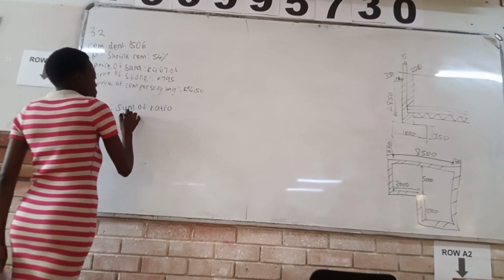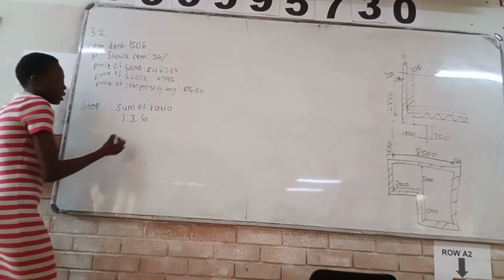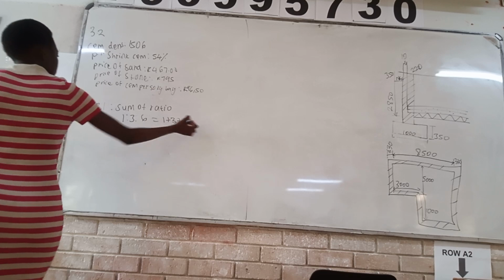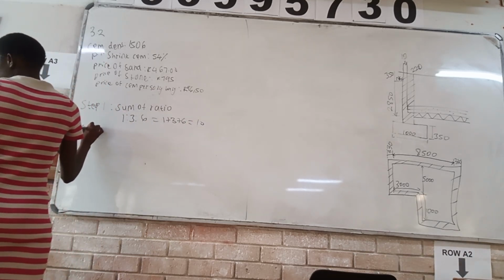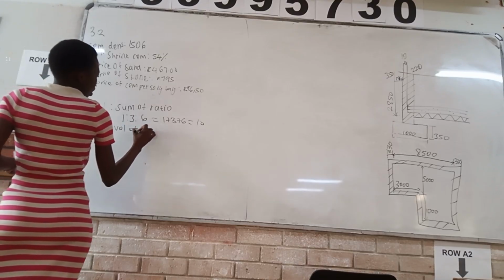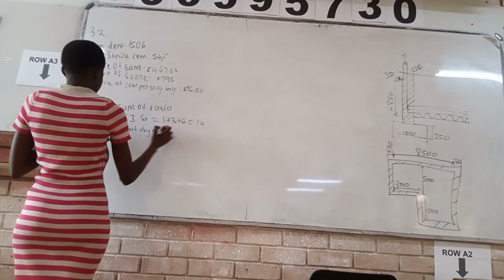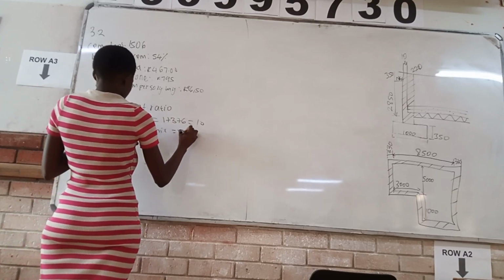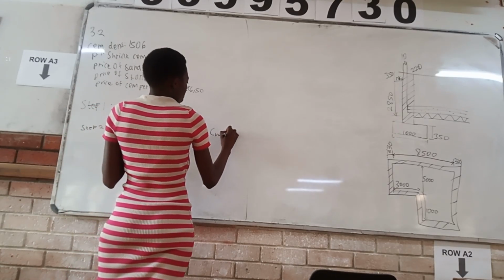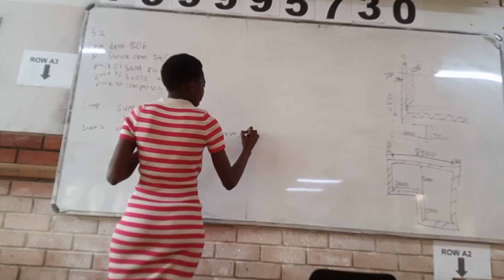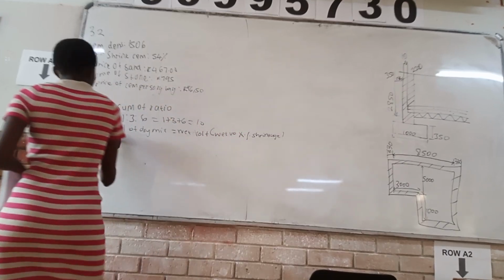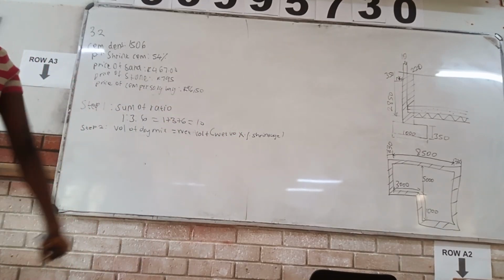We were given a ratio 1:3:6 again. So the sum is 1 plus 3 plus 6, what do we get? We get 10. And then step 2, volume of dry mix. The volume of dry mix formula is equal to wet mix volume plus wet mix volume multiplied by the percentage shrinkage.